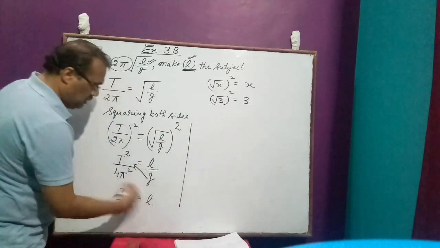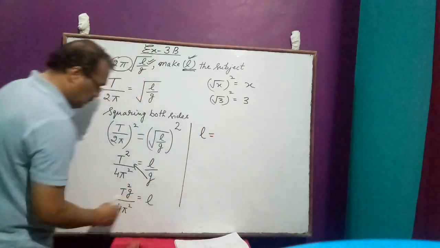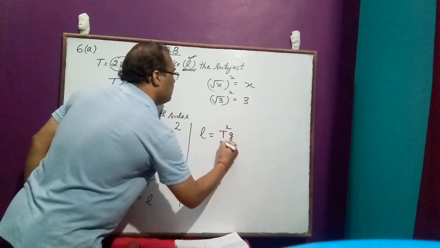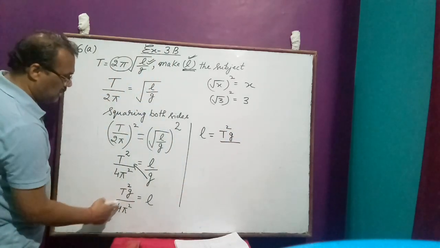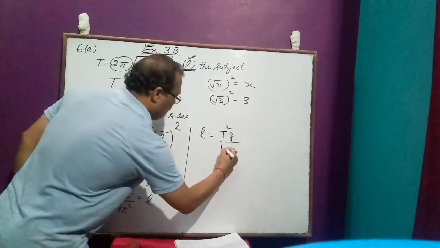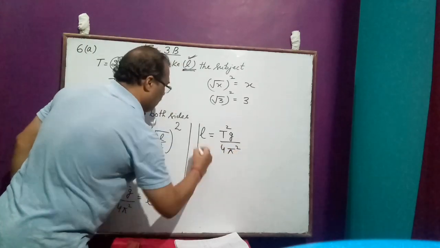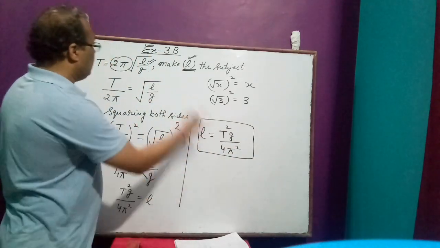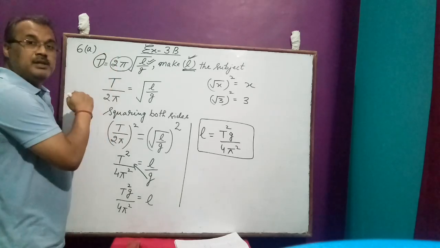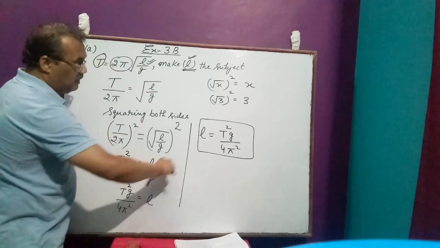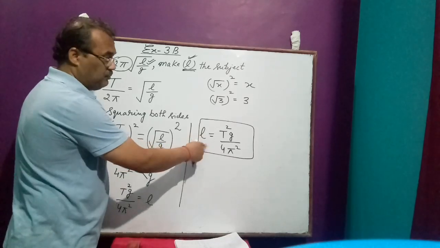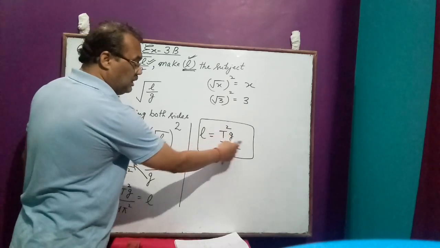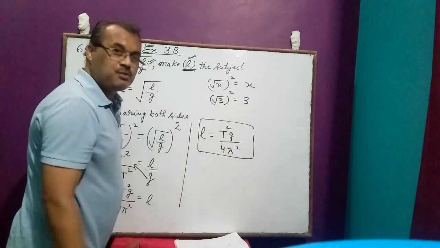We can write it this way also, L is equal to T square G upon 4 pi square. Now we can see here L is the subject. Earlier what did we have as subject? T. Now solving this way, we get L as the subject. So finally the formula is L is equal to T square G upon 4 pi square.